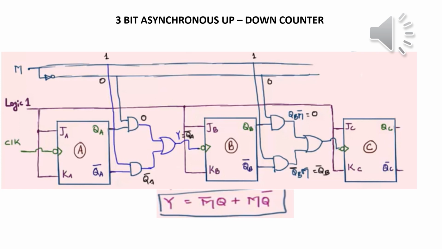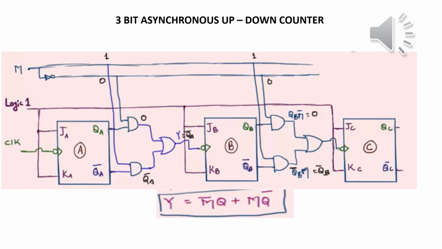So these outputs of AND gates are given as inputs to the OR gate. Now we will get the output of OR gate as Y. So Y equal to 0 plus Qa bar is equivalent to Qa bar. So Qa bar is given as clock pulse to the next flip-flop. So I can say whenever Qa bar is given as clock pulse to the next flip-flop, that is nothing but the design of a down counter.